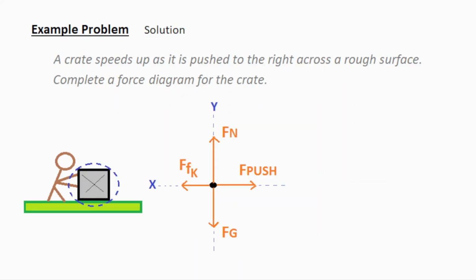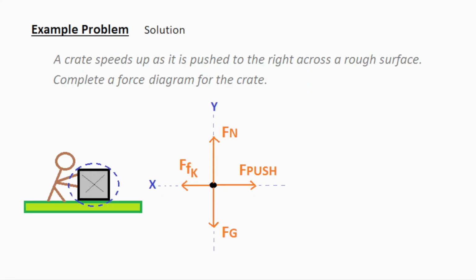I start with identifying my object as the crate. There are 4 forces acting on the crate: a downward gravitational force, an upward normal force, a rightward pushing force from the person, and because the object is in motion along the rough surface, there would be a kinetic frictional force acting back to the left.